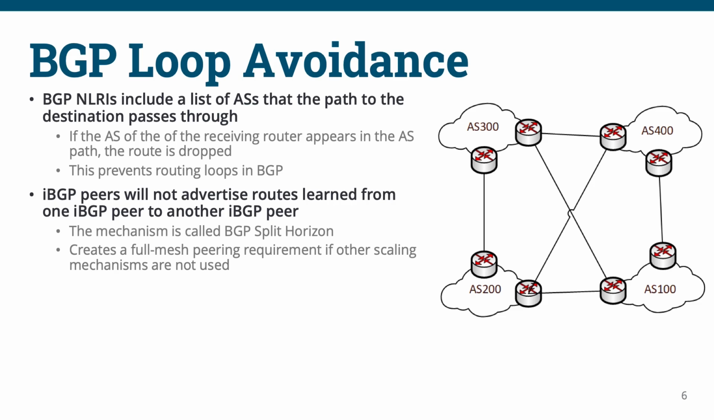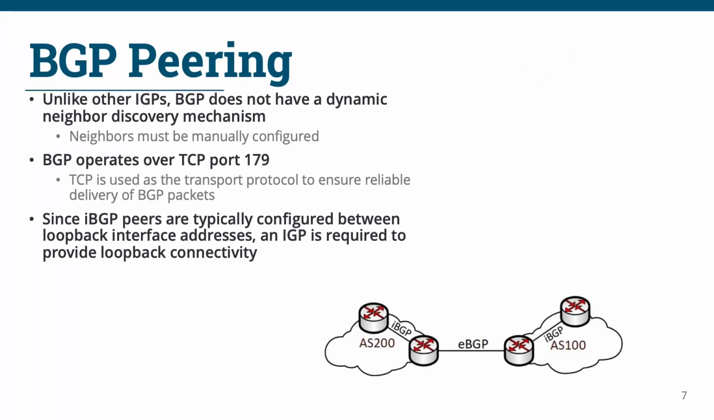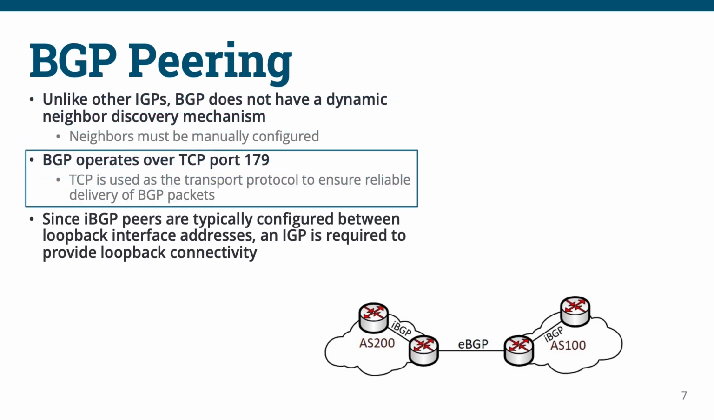Finally, let's go over some properties about BGP peerings in general. Unlike interior gateway protocols, BGP does not have any dynamic neighbor discovery mechanism. Peers must be configured explicitly in the device configuration. As we've mentioned before, BGP operates over IP as the network layer protocol and uses TCP as the reliable transport protocol. Specifically, it listens for BGP messages over the well-known TCP port 179.